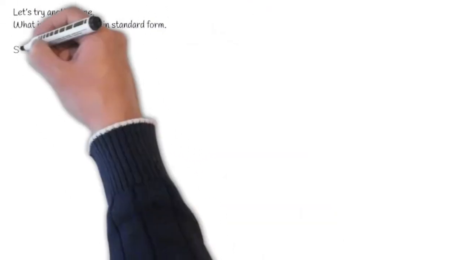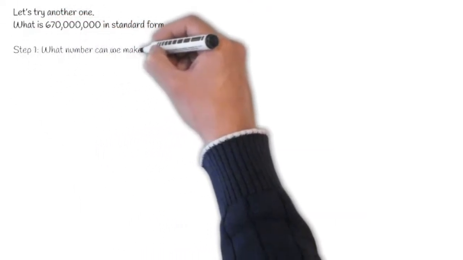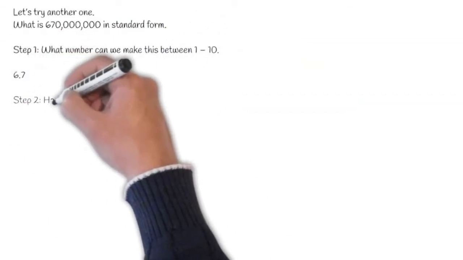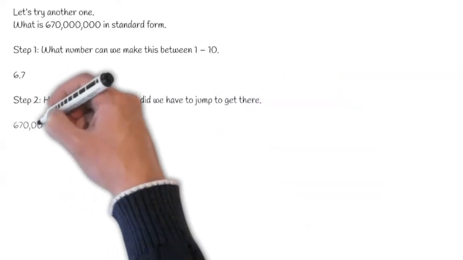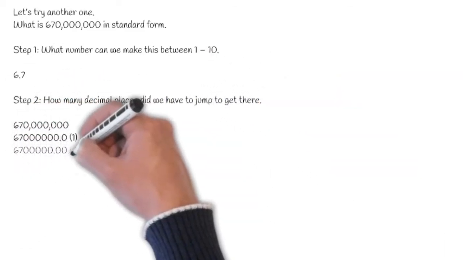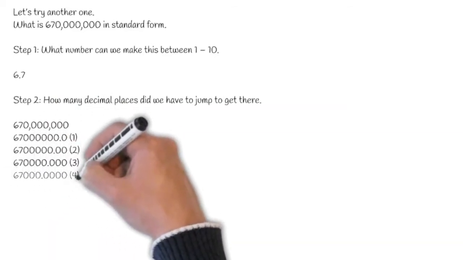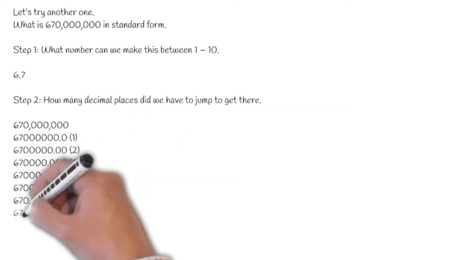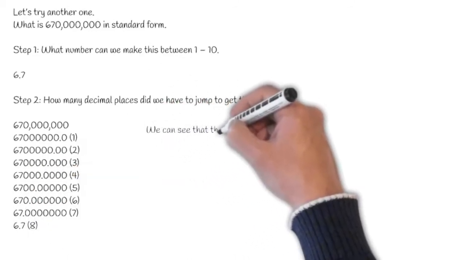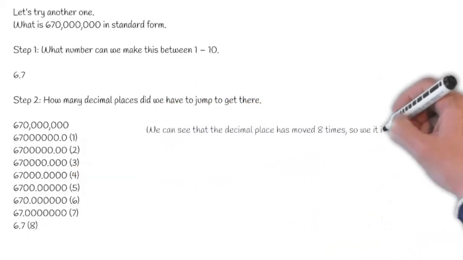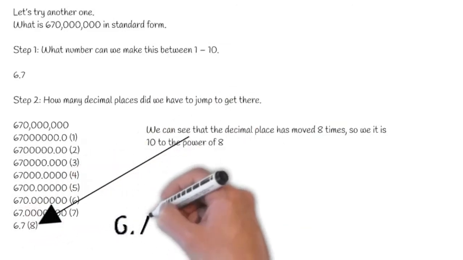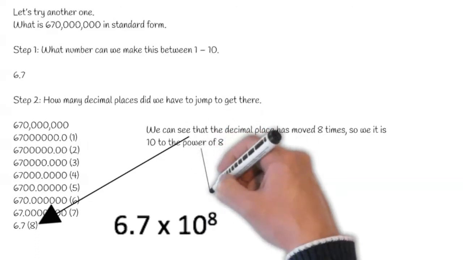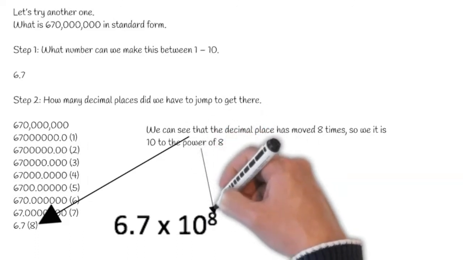Let's try another one. What is 670 million in standard form? Well, again, step 1, we need to find the number between 1 and 10, 6.7. Step 2, how many decimal places did we have to jump to get that number? We had to jump 8 places. The decimal jumped 8 times. Therefore, we write 6.7 times 10 to the power of 8, because it moved 8 times.